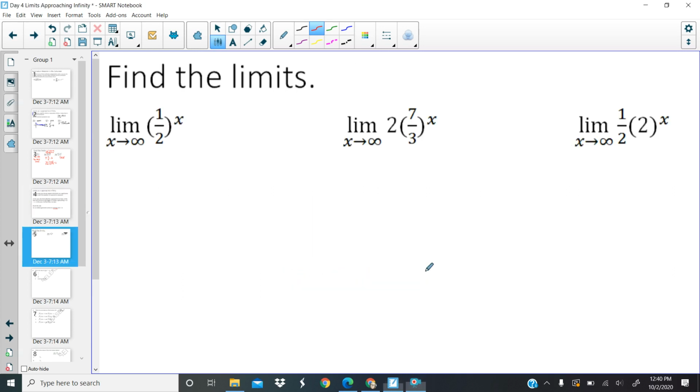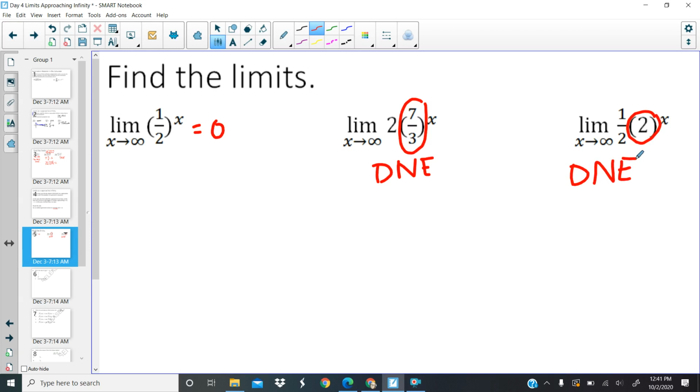So we're just going to look at these three problems, and basically what you're doing is trying to figure out if this geometric sequence would converge or not. So 1/2 to the x: the 1/2 is less than 1, so that would converge. That means this one is going to approach 0. In our second one, our ratio is 7/3. Since that is bigger than 1, that's not going to converge, so my limit is not going to exist. You would write DNE for does not exist. And in my third one, my ratio is 2. The same thing happens here. That one is not going to exist.